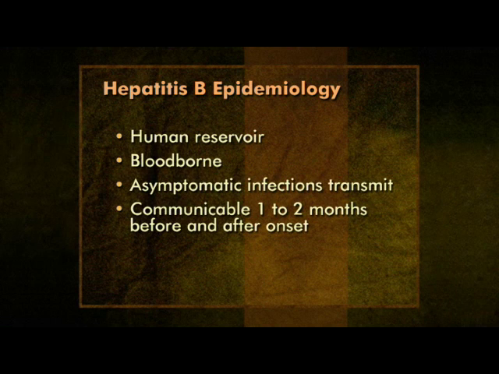Hepatitis B is a human disease, and the reservoir is humans with acute or chronic infection. It is bloodborne, that is, transmission results from contact with infected blood or body fluids derived from blood. In practice, the only body fluids likely to transmit HBV are blood, vaginal secretions, semen, and maybe saliva on very rare occasions. A human bite has been implicated in transmission. Persons with asymptomatic infections transmit the virus just the same as symptomatic persons. The virus is communicable 1 to 2 months before and after onset.